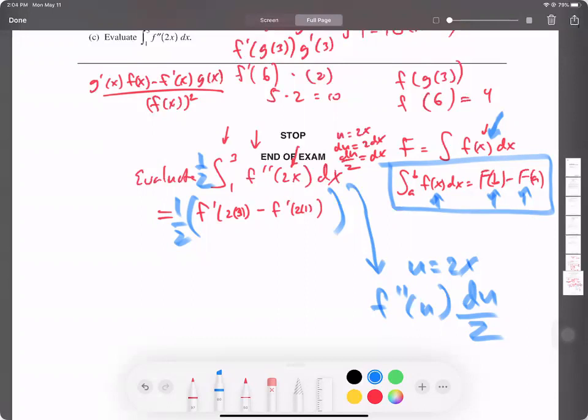Oh, I see. Okay. So for here, we could get from double prime back to a single prime, because that's what it does, except this 2x is what messes us up. And then if you remember, if it doesn't look like the rule, we can do u substitution. And that's what the gimmick here was. And this would be 1/2 f prime of 6 minus f prime of 2. And we can look at the chart for those values.